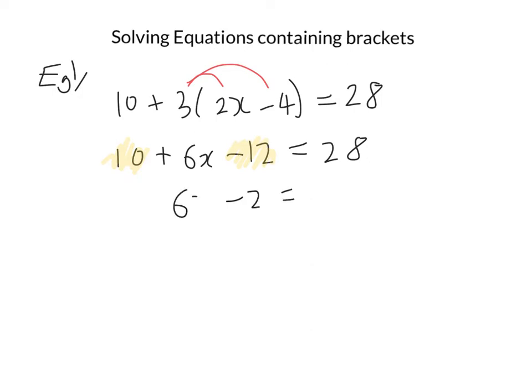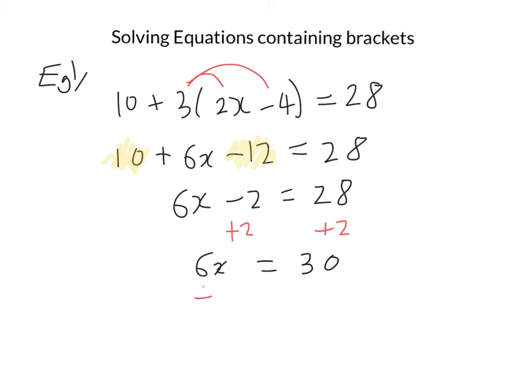And don't forget, we still have a 6x on the left-hand side. So we have 6x minus 2 equals 28. We then want to get rid of the minus 2, so we would add 2 to both sides. And that would leave us with 6x on the left-hand side. When you add 2 to the minus 2, it disappears, so that term is gone. And on the right-hand side, we've got 28 plus 2, which is 30.